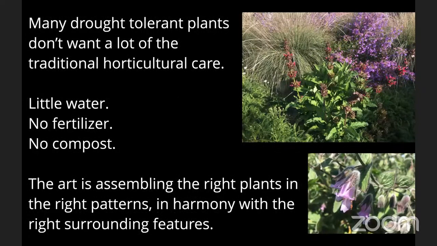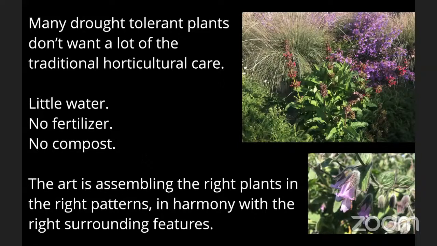For those of us in warm, hot areas, realize that most of our drought-tolerant plants, our California native plants, don't want a lot of the traditional horticultural care. They don't want much water. They don't want fertilizer. In the vast majority of situations, they don't want any compost as well. They're adapted to our regional soils. They evolved growing in those sorts of conditions. So don't do too much. Learn about their needs. That's going to be enough.